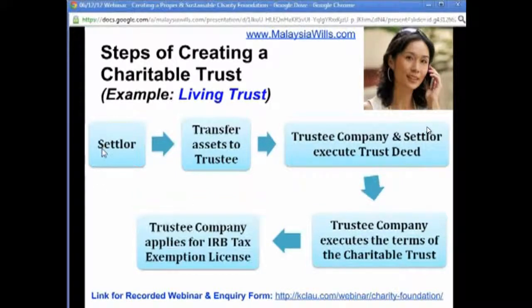The settlor, which is yourself or your client if you are in a professional firm, transfers assets to the trustee. Then the trustee company and the settlor execute a trust deed. The trustee company then executes the terms of the charitable trust, and later applies for the IRB tax exemption license. So these are a few steps.